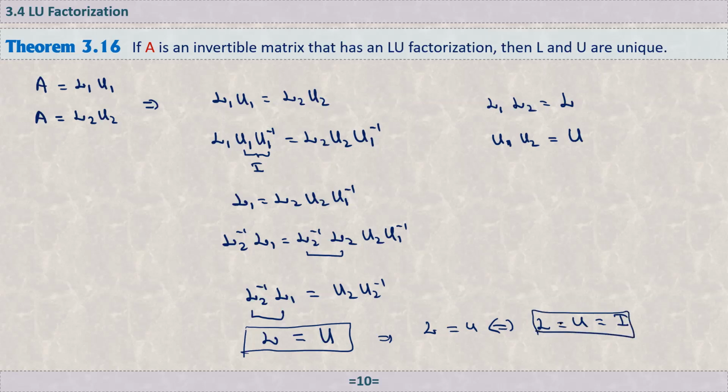matrix. The identity matrix means that in the main diagonal, let's say if you're talking about 3 by 3, we have 1, 0, 0, 0, 1, 0, 0, 0, 1. All these diagonals must be equal to each other. That is the only case. That means that here, this L and U is equal to I.